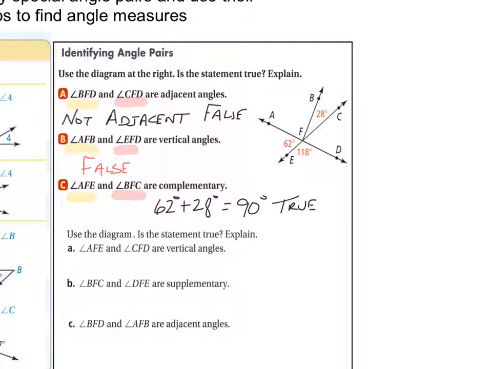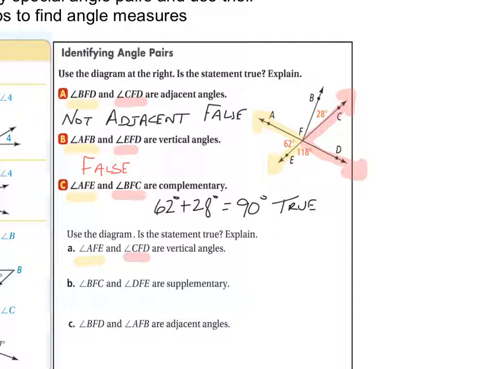Okay, so now let's take a look at the next question. Letter A here. It says use the diagram. Is the statement true? Explain. All right, it says angle AFE. So again, we'll highlight that guy in yellow. And angle CFD we'll put in red. So in yellow, AFE, that's this guy right here. Outline that angle, AFE. And then CFD, which is right here, it says those are vertical.